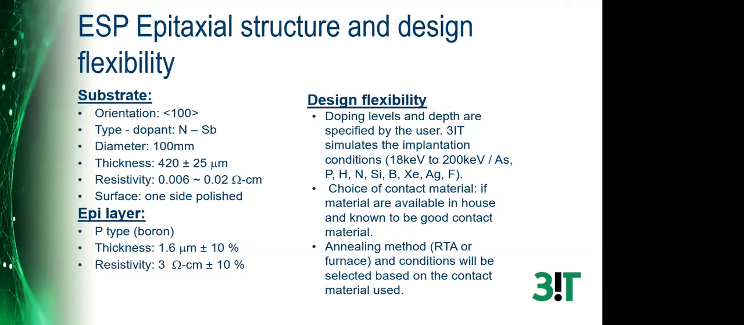And also we have either the RTA or a furnace that could be used as an annealing method for metallization. This being said, we always select the annealing method which is a known good recipe for good ohmic contacts, depending on if it's the backside, the N contact, or the P contact.